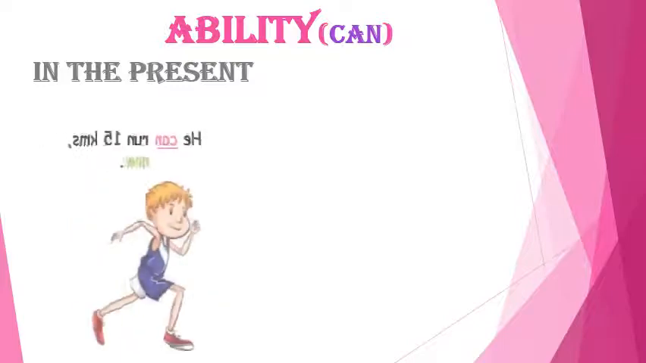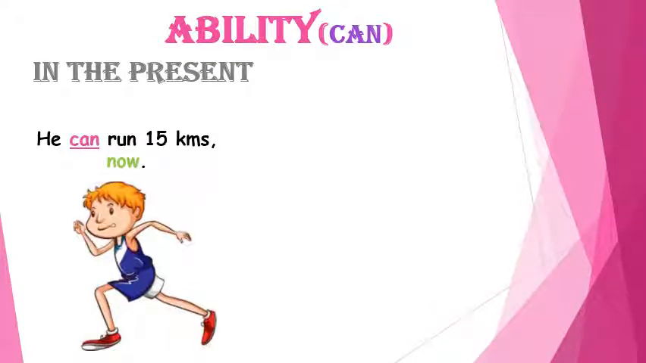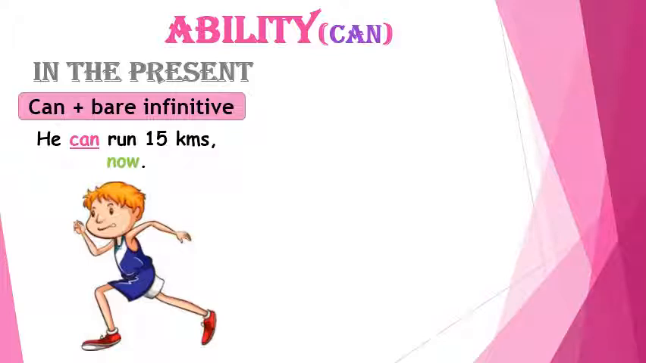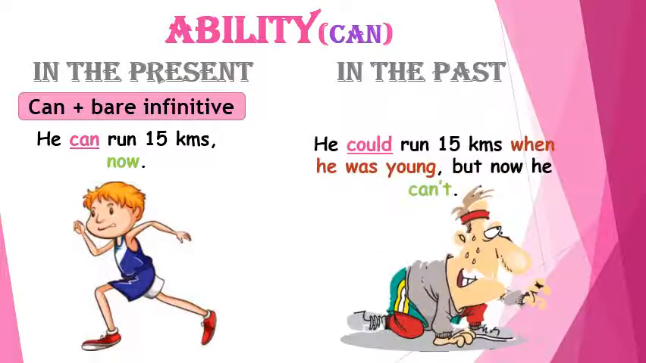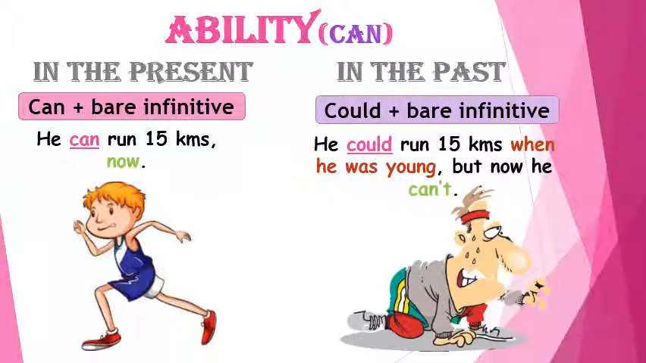As we said before, ability can be expressed in the present. We said he can run 15 kilometers now. This is ability in the present, expressed using can plus bare infinitive. Now if we are going to express the same thing, ability, but in the past, I would say he could run 15 kilometers when he was young but now he can't. Notice he can't. So we moved from can to could plus bare infinitive.